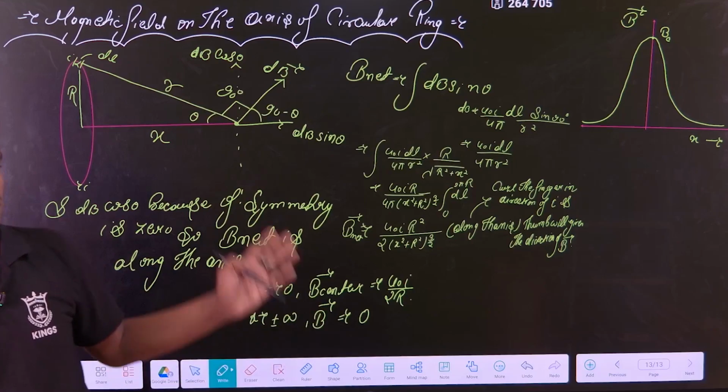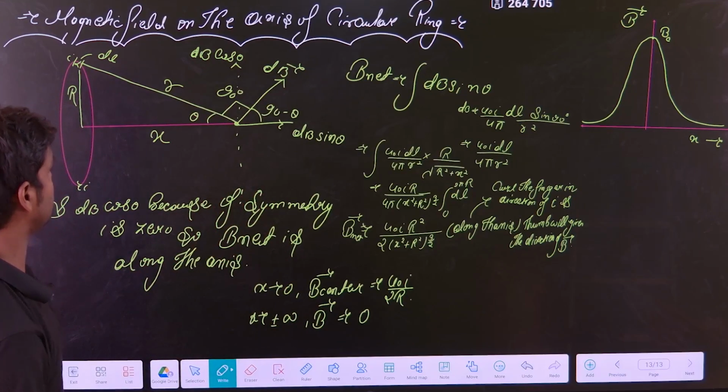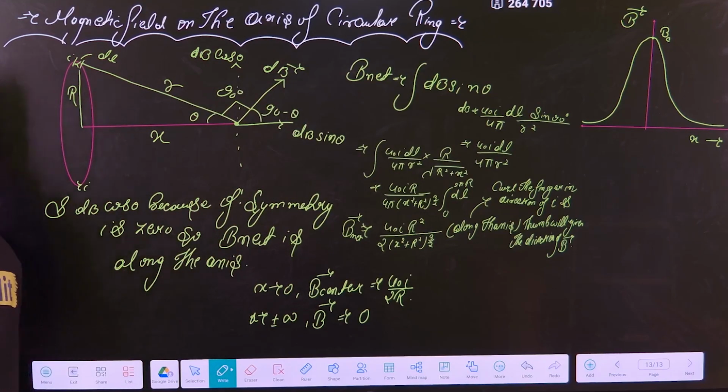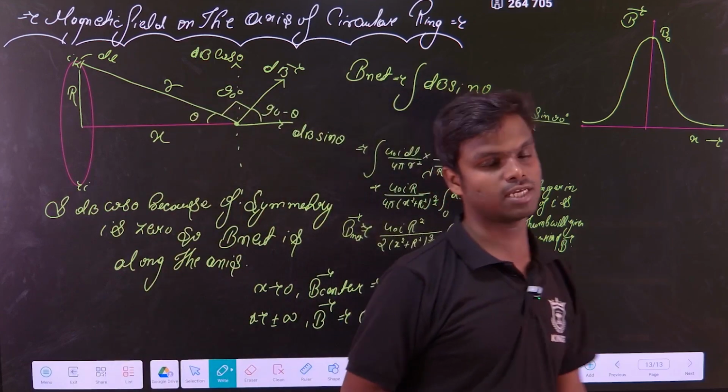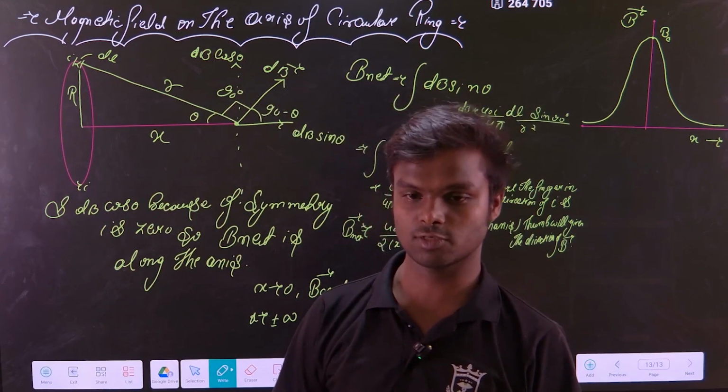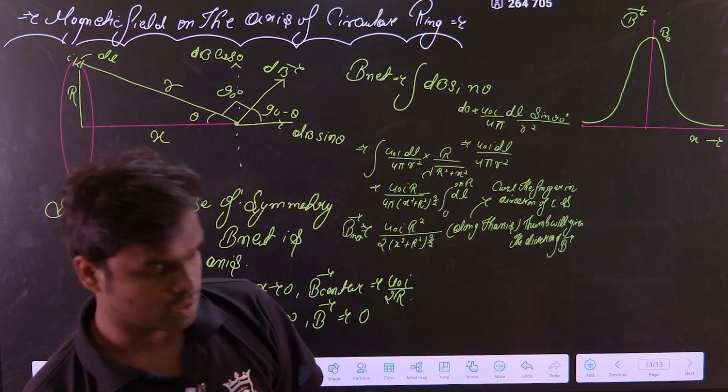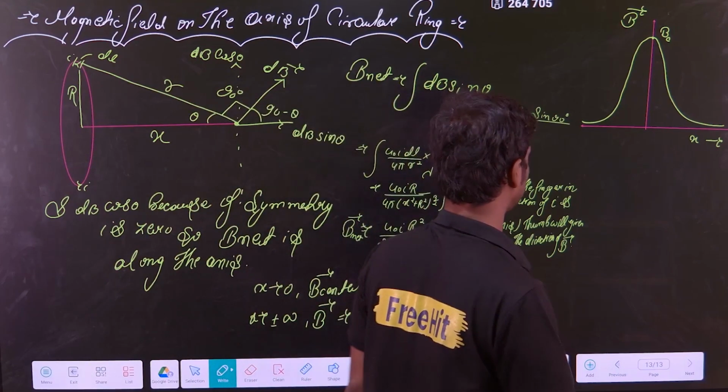So everything we have done is for the magnetic field on the axis of the circular ring. Just remember this formula because this is very important, and you have to remember the graph for this. And we have solved different examples also. I told you one thing: for the next class, just revise all the electric field properties, because in a similar manner we are going to discuss the magnetic field properties.